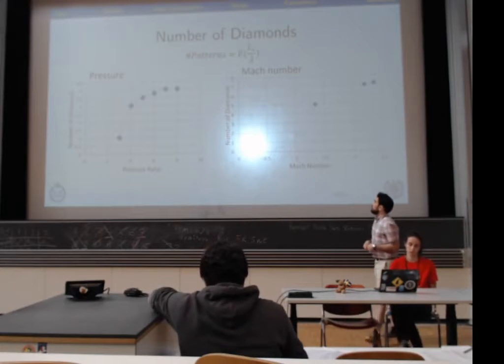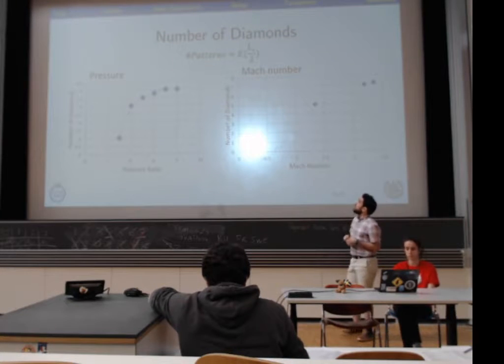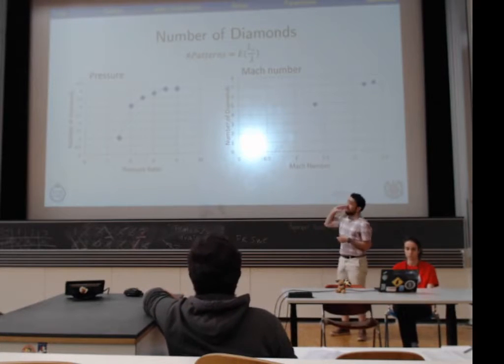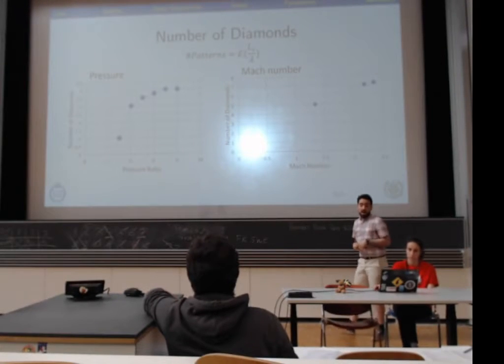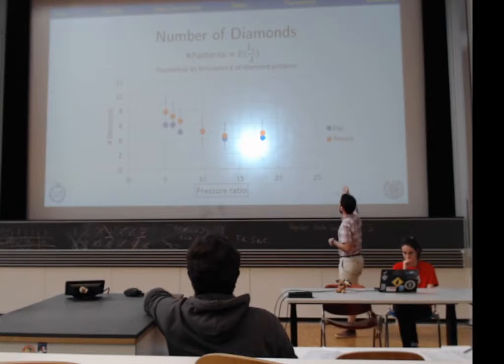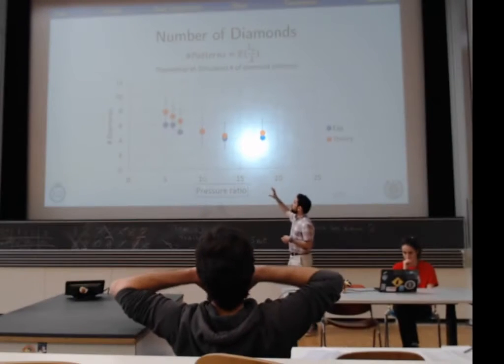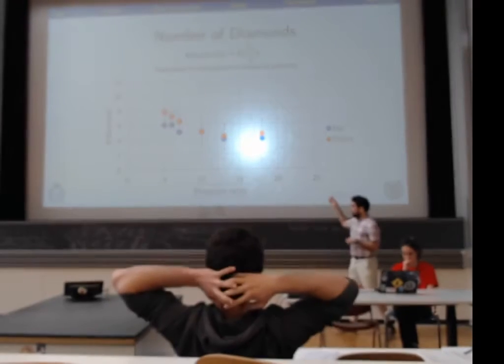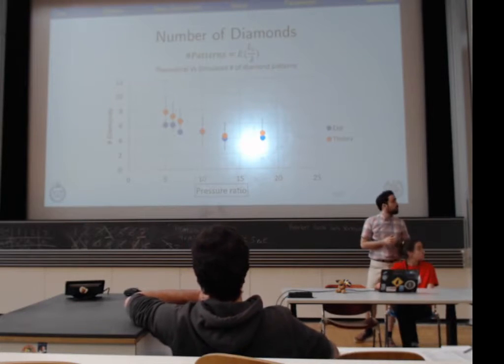So to end the presentation, the number of patterns can be approximated by the ratio between the length of the potential core and the period. And when we compare the experimental results with theory, we have a very good fit, which is within the error region.